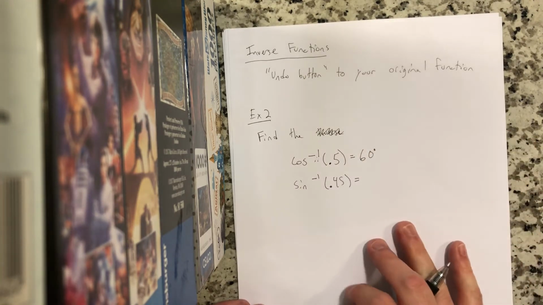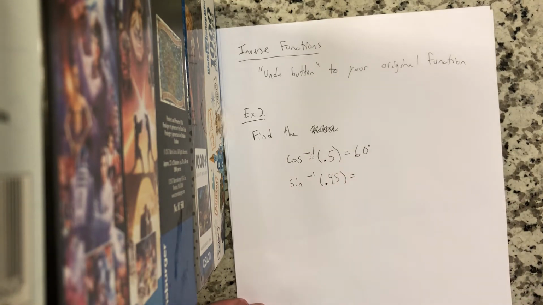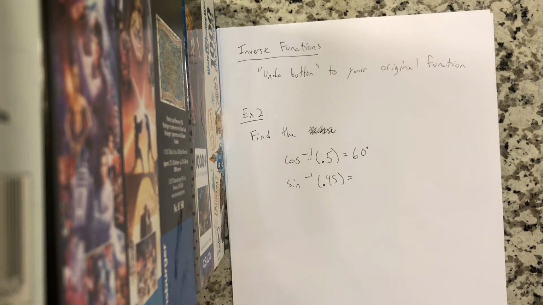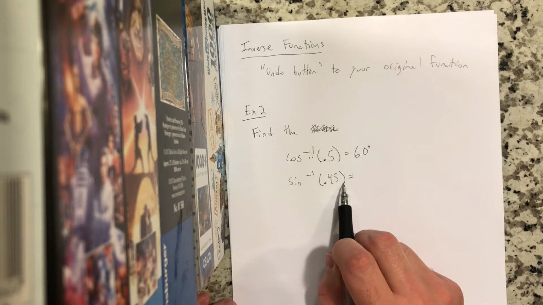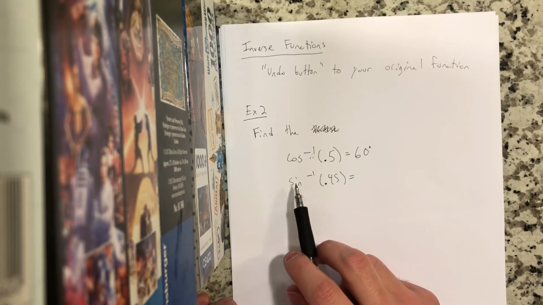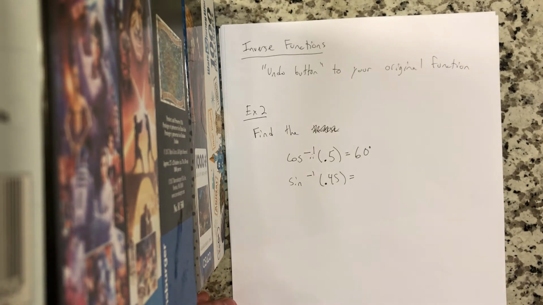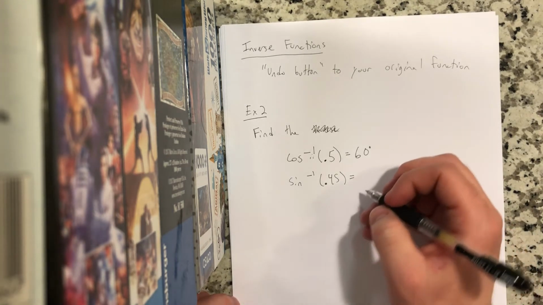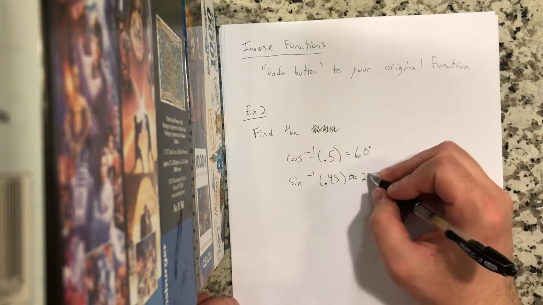All right, so let's try another example here. The inverse sine of 0.45. Again, depending on the calculator, you'll either type 0.45 first, and then the second button, and then your sine, or you'll type the second button, then the sine, and then 0.45. And once you do that, you should get a value of about 27, and I'll put approximately equals here, to 27 degrees.